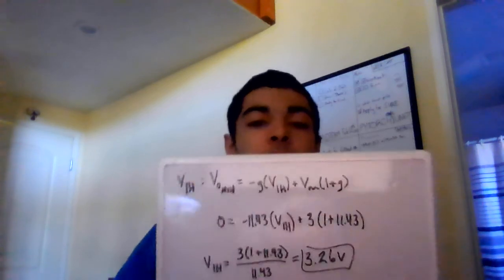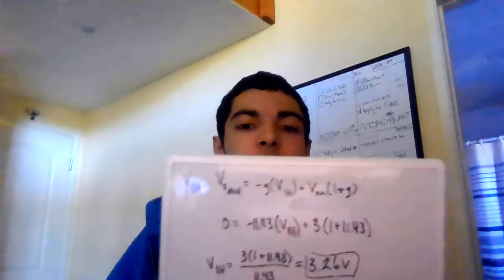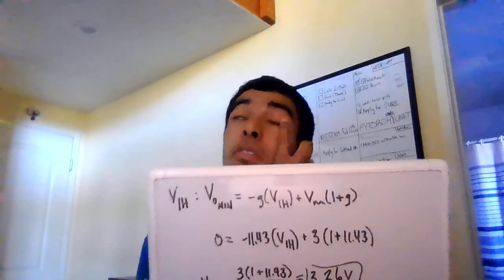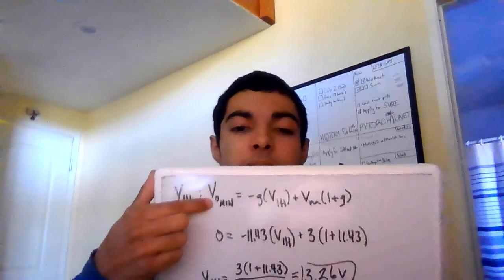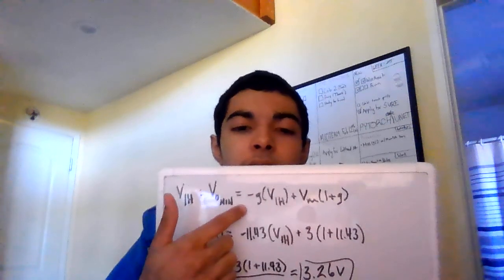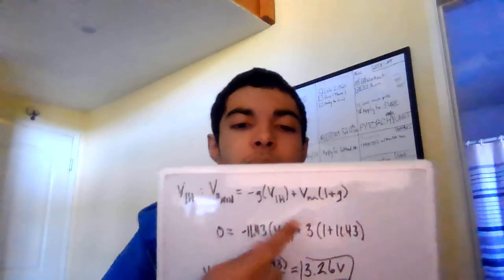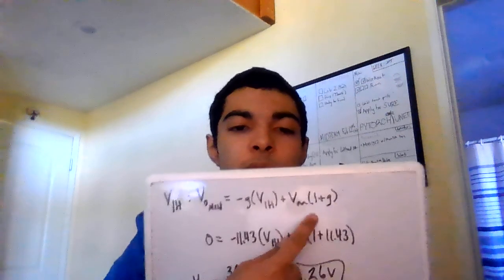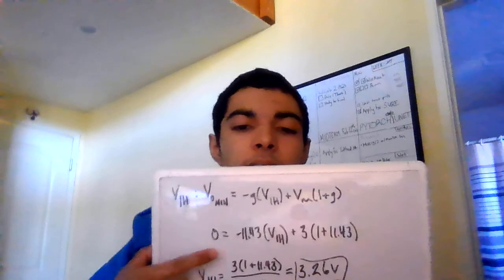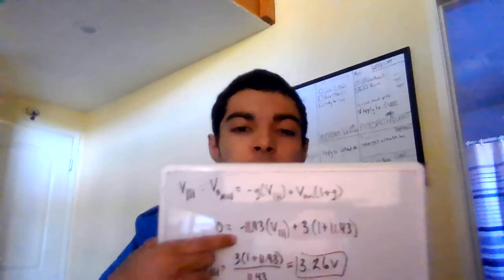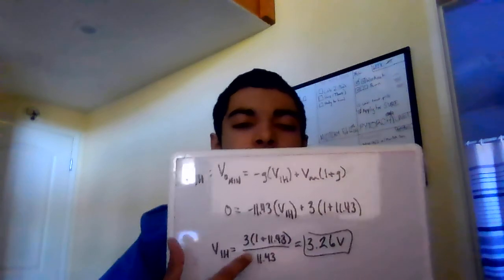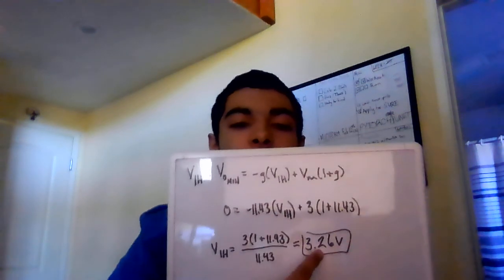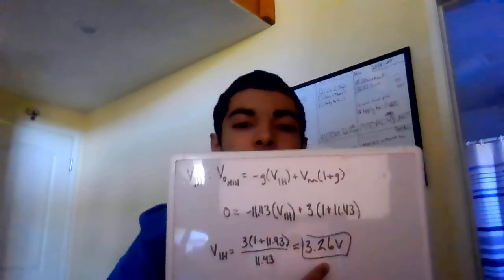And then for 2D, we use a similar equation to 2C to find VIH. So we know that V out min is equal to the negative gain times VIH plus VM times 1 plus the gain. So plugging in those values, we get this, and then we need to isolate VIH. And so we have VIH is equal to this quantity, and then we can simplify that to 3.26 volts.